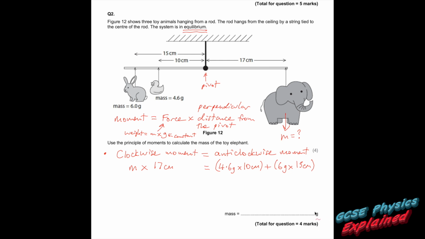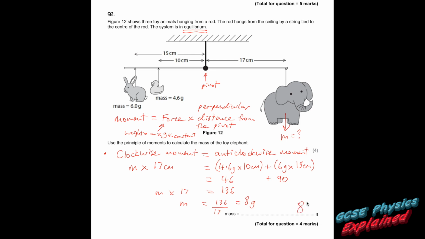Now you know just to leave things in grams because they want the mass in grams. So that equals 4.6 times by 10 is 46. And we'll add that to 6 times by 15, which is 90. So that's 136. And that's going to equal m times by 17. So if we rearrange that, m is going to equal 136 divided by 17, which equals 8 grams.